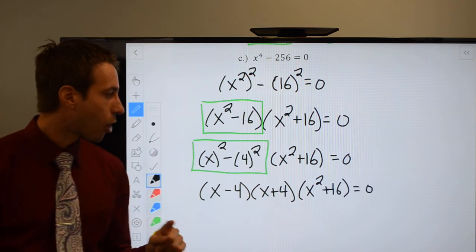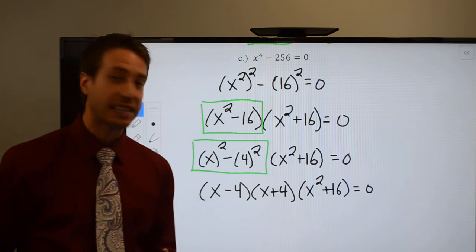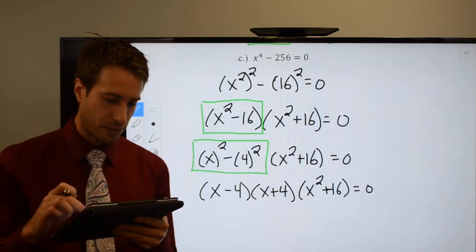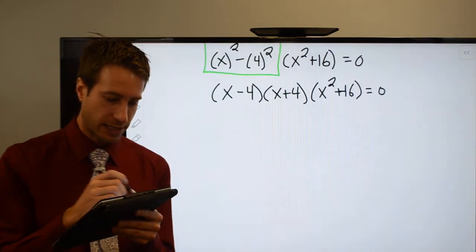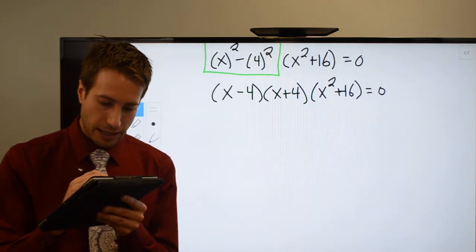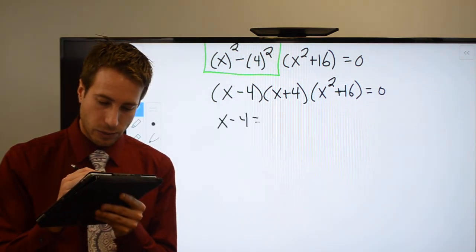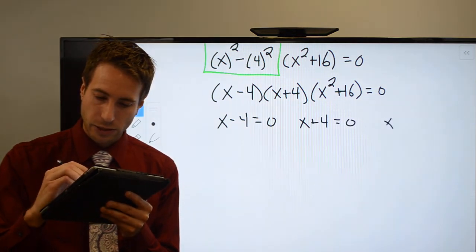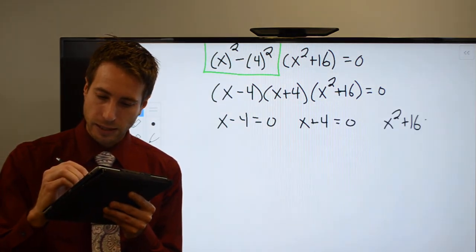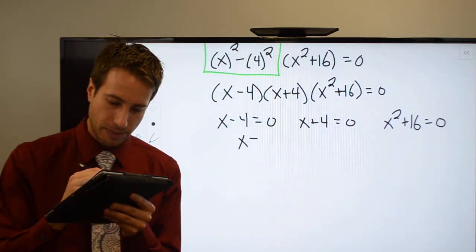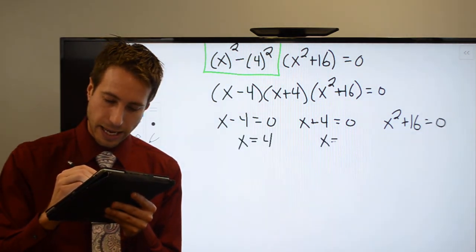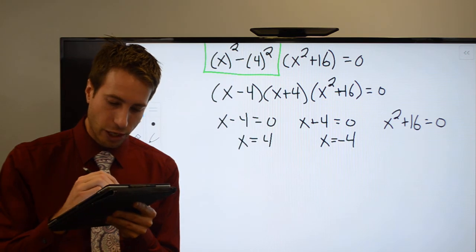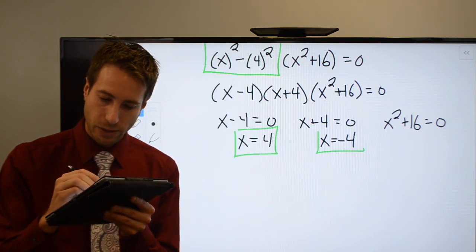Okay, now, zero product property is going to let me split these guys up. So let me slide up a little bit here so I've got space for you to see. x minus 4 is equal to 0, x plus 4 is equal to 0, and x squared plus 16 is equal to 0. This is going to come out to be x equals 4. This is going to be x equals -4. So there's two of my zeros.